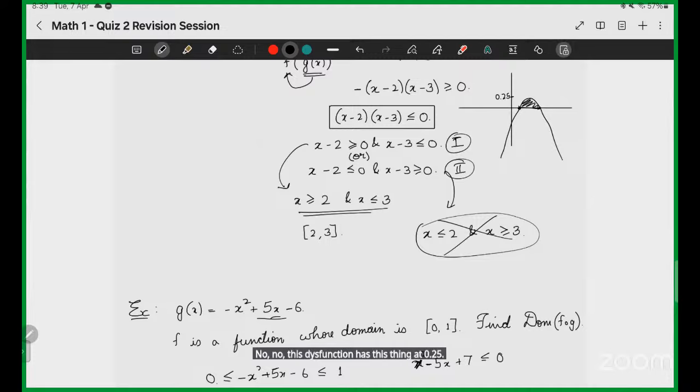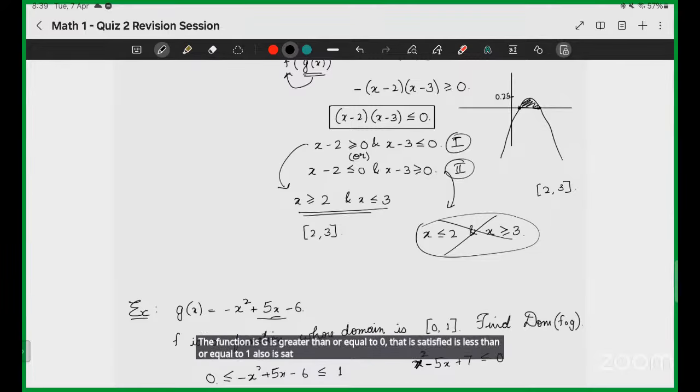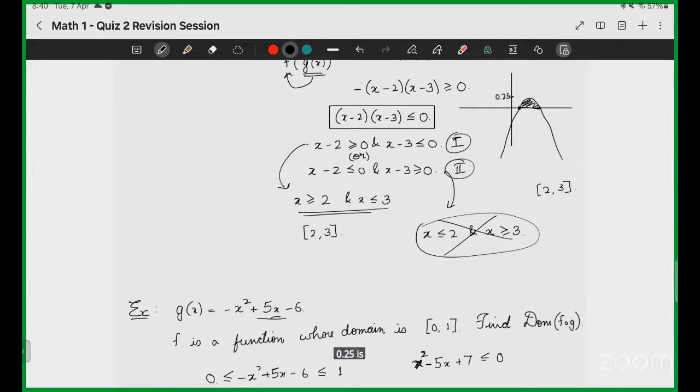So if you want your f of g to be well defined, this thing should be between 0 and 1, that is fine for me. Now in between 2 and 3, the function g is greater than or equal to 0, that is satisfied, and less than or equal to 1 also is satisfied, because 0.25 is the maximum value that it takes. Okay, sir.